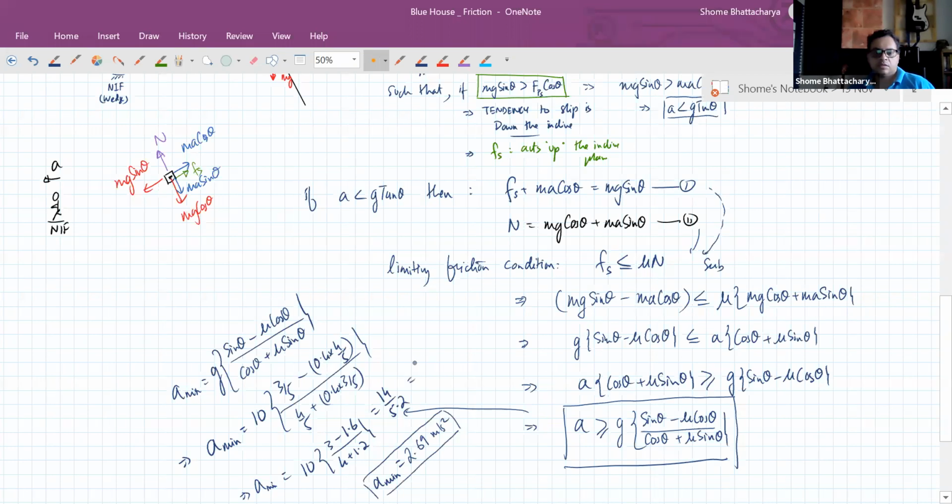Or we can also just write it as 70 by 35 by 13. So this is the minimum acceleration. Okay. So this is one condition we are getting. Now this is only the lower limit. We have to also get the upper limit. So for that we have to take comparatively larger values of acceleration and see what happens when the tendency for slipping is up the inclined plane instead of being down the inclined plane.